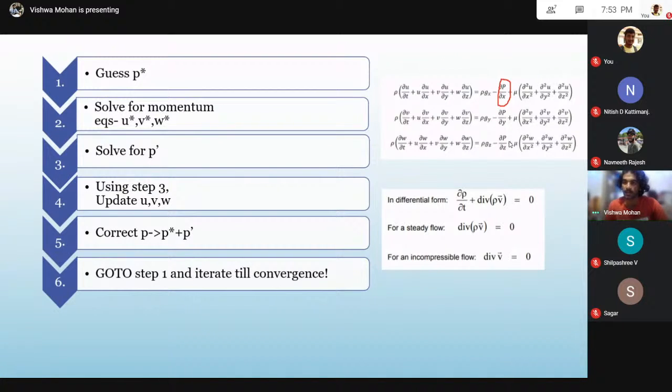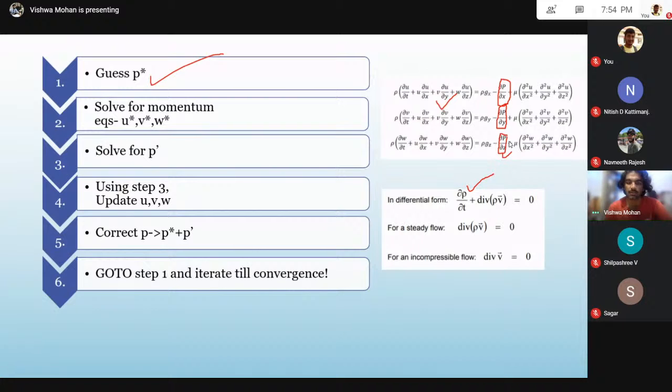So this term in the set of equations, you see this is the trouble. Velocity is here, velocity is here. For all the variables you can find it, but this pressure is nowhere to be found. So the SIMPLE algorithm helps us.